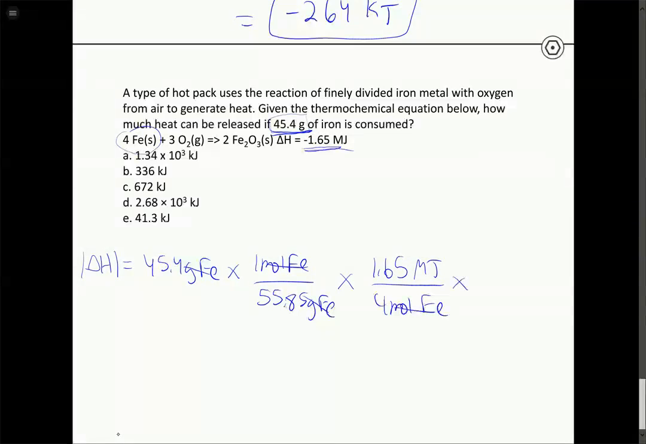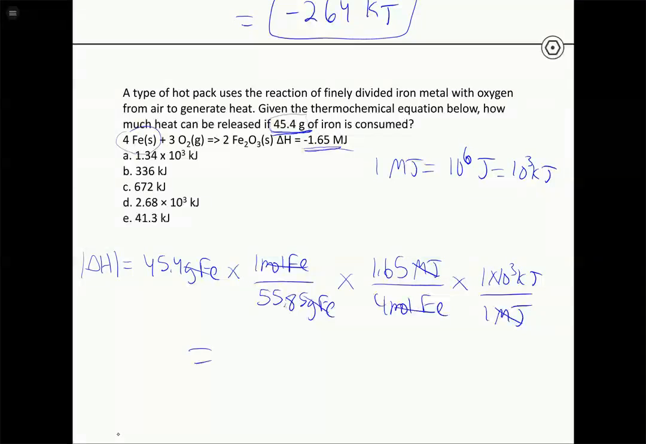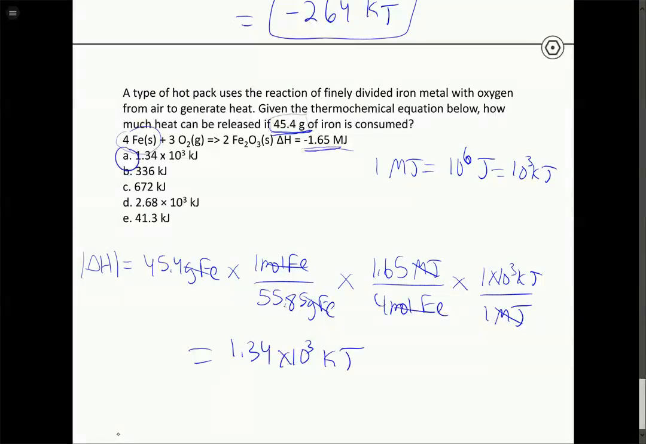And then finally, all the answers are in kilojoules. So megajoules is 10 to the 6th joules, which is equal to 10 to the 3rd kilojoules. So there's going to be 1 times 10 to the 3rd kilojoules in 1 megajoule. Remember that. We have to remember these prefixes. Mega means 10 to the 6th. So when we multiply this out and get it into the correct units, we get 1.34 times 10 to the 3rd kilojoules, which corresponds to choice A.